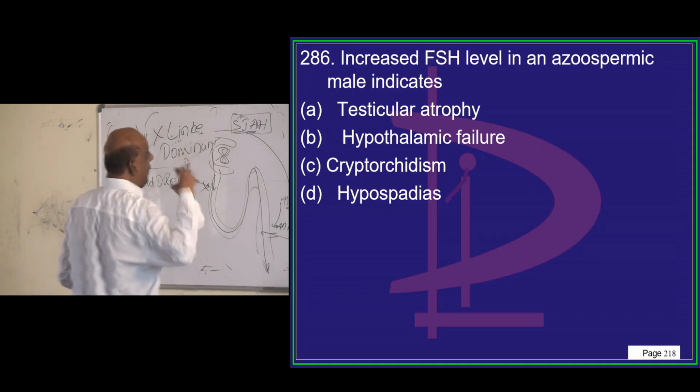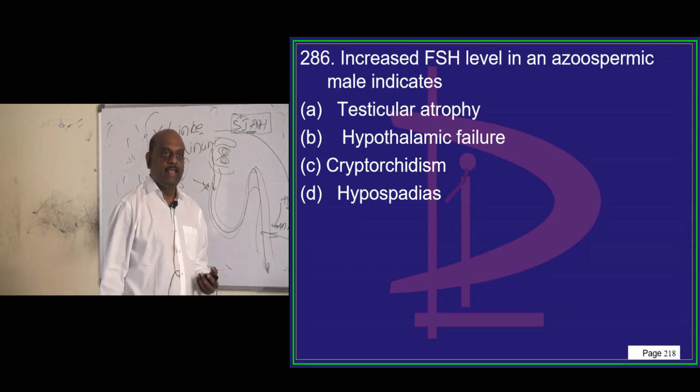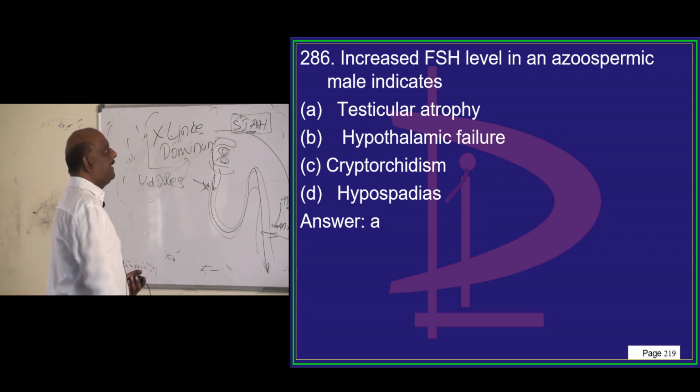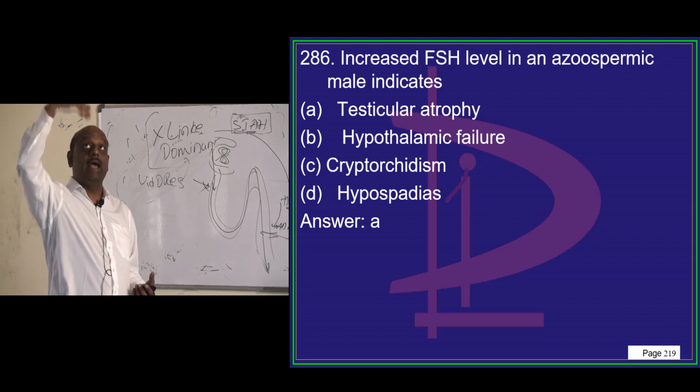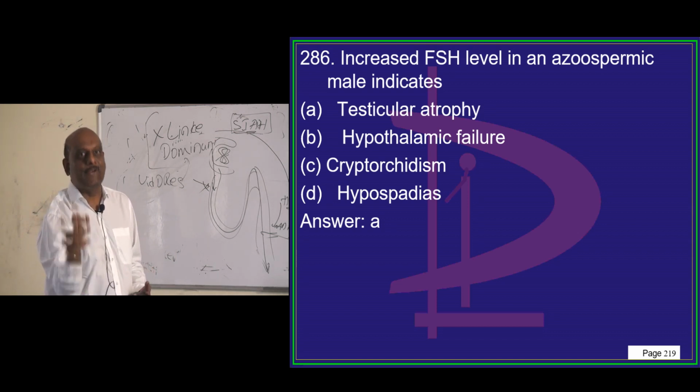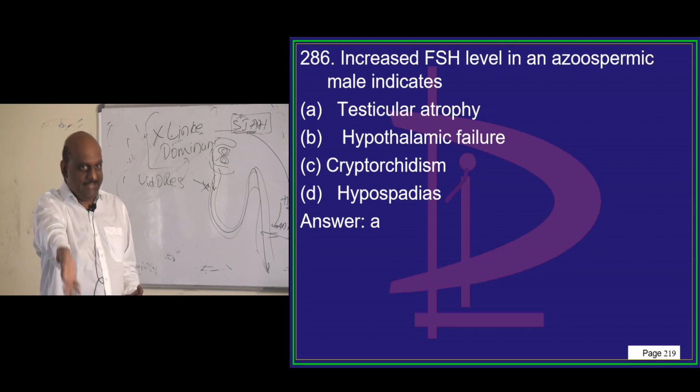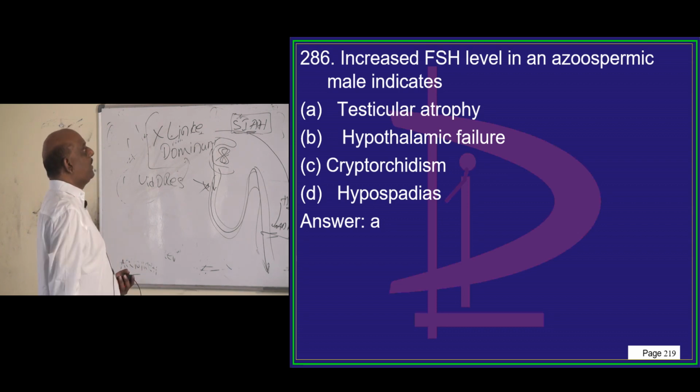So increased FSH in an azoospermic male, what does it indicate? Testicular atrophy. Always, high FSH means hypergonadotropic hypogonadism. That means the problem is in the gonad itself. Testicular atrophy.